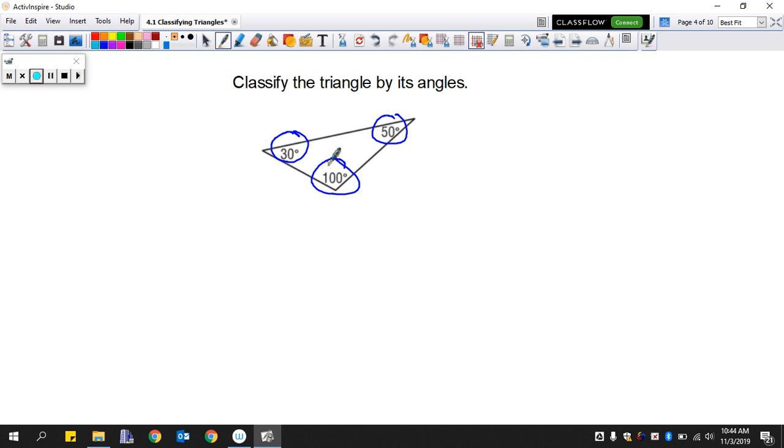And the last one that we're going to look at, we see that all the angles measure 60 degrees, all three of them, and so this is an equiangular triangle.